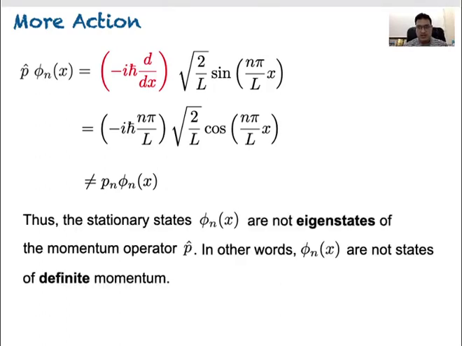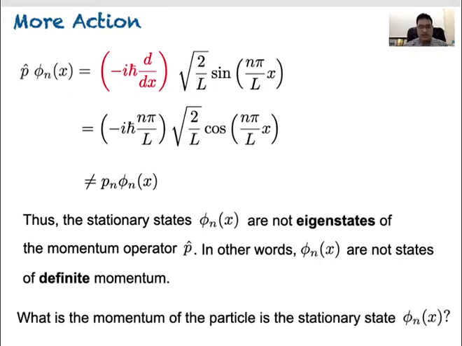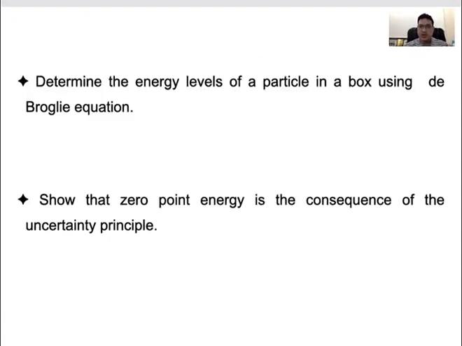Thus the stationary states are not eigenstates of the momentum operator. In other words, phi n of x are not states of definite momentum. Then we can ask the following question: what is the momentum of the particle in the stationary states? But before we answer this question, there are two questions that you have to answer. The first question is to determine the energy levels of a particle in a box using the de Broglie equation, not the approach that we have used here, but a much simpler approach using the de Broglie equation, which means that lambda is h over p, or h over mv.